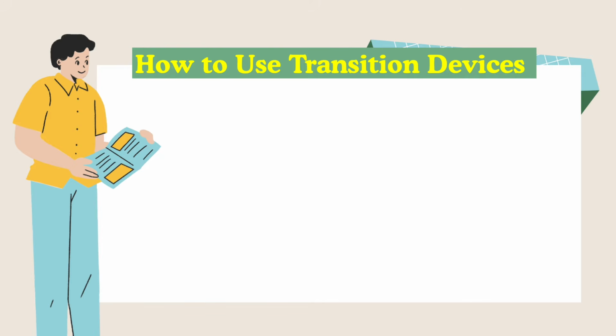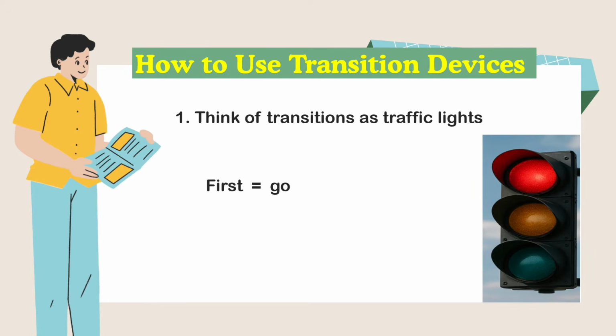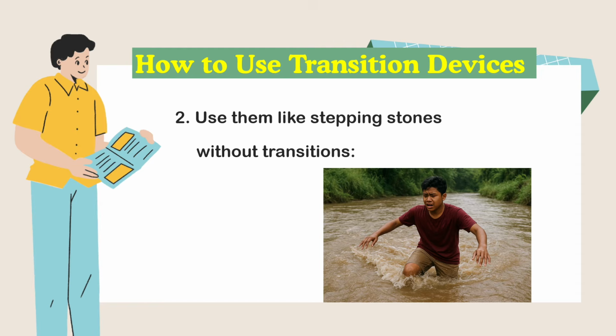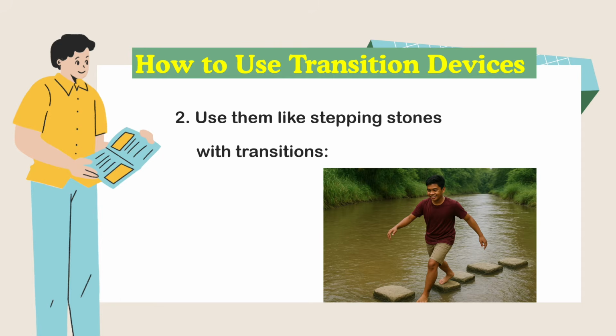So, how do we use transition devices or transitions in writing? First, think of transitions as traffic lights. First means go, meanwhile means slow down because another thing is happening, and finally means stop, we are done. Next, use them like stepping stones. Without stones, crossing the river is messy. With transition devices, your reader crosses smoothly.